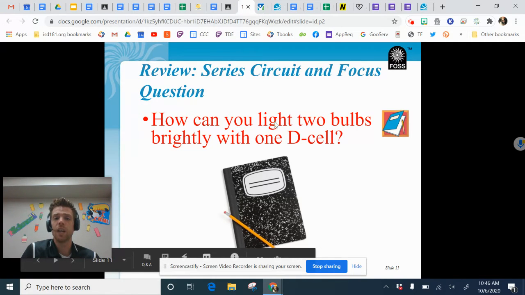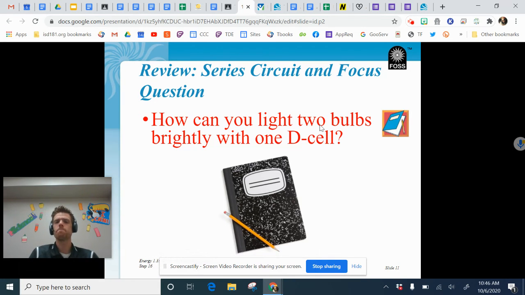So how can you light two light bulbs brightly with a D cell? Right now we got dim lights going on. They do work. They're both working. It's great. But how do we get them to be bright lights? It's an excellent science question. Let's explore.